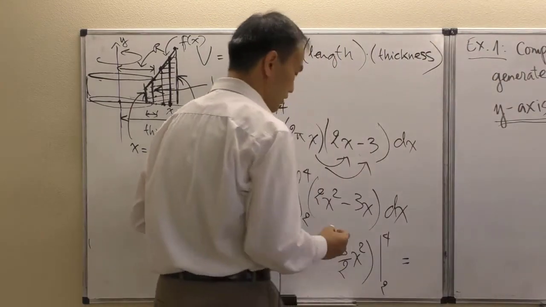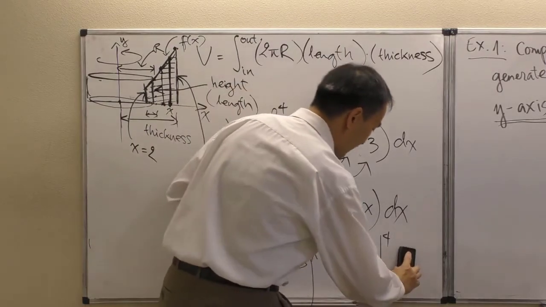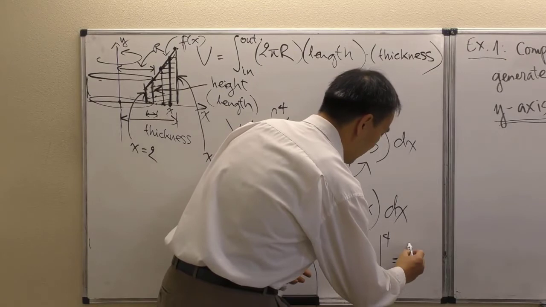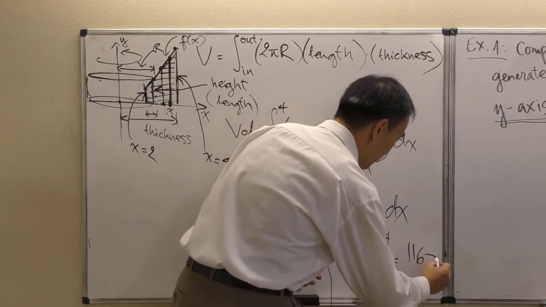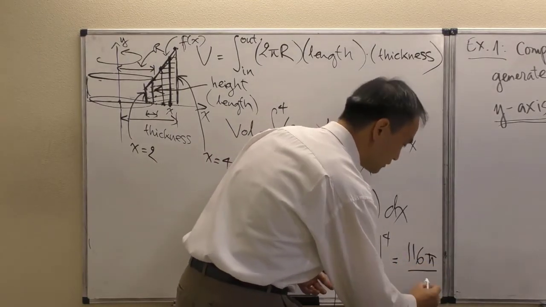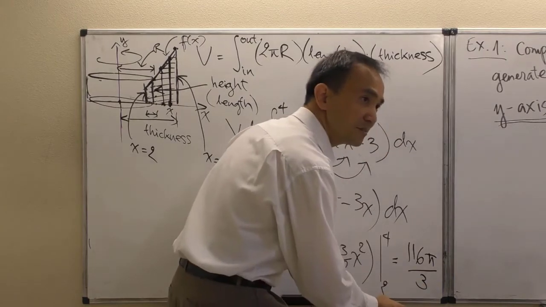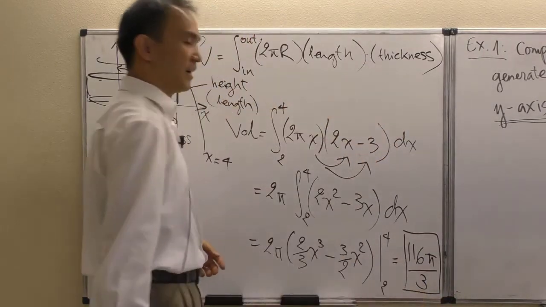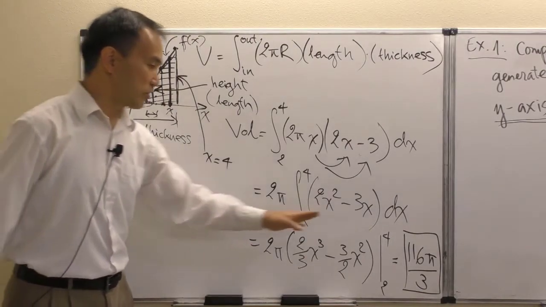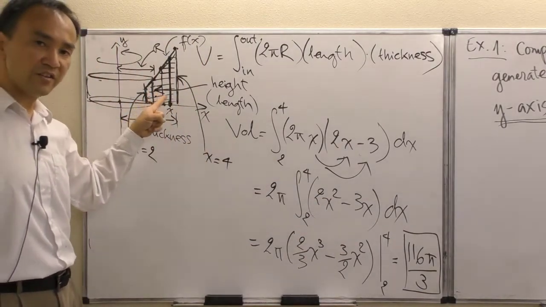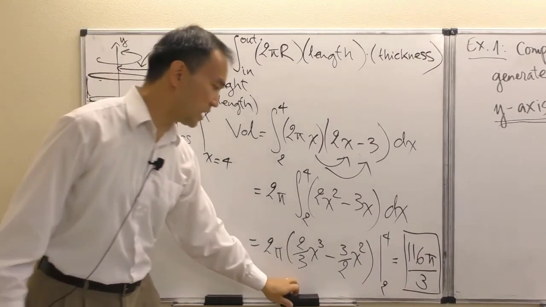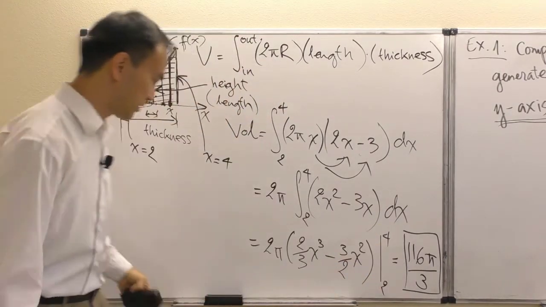All right, so the final answer according to my calculation on the computer, I came out with 116 pi over 3. Okay, and this is the volume of our solid that's generated by rotating this area around the y-axis right here.